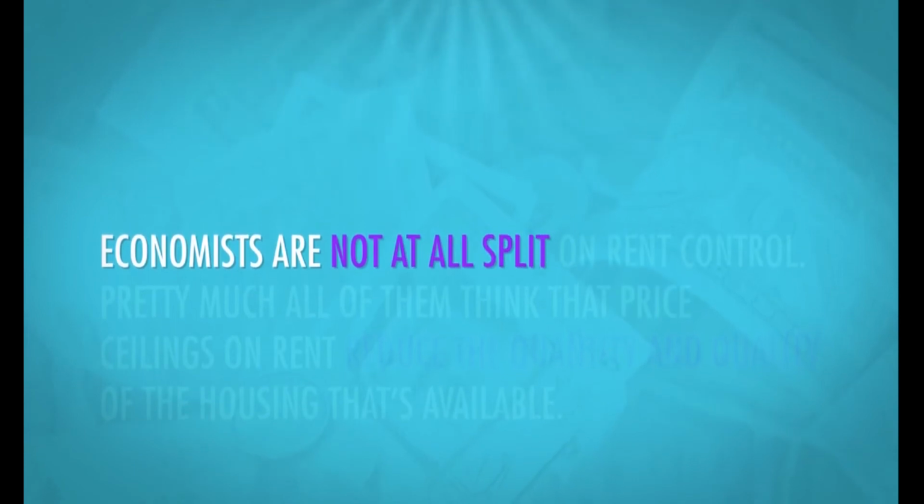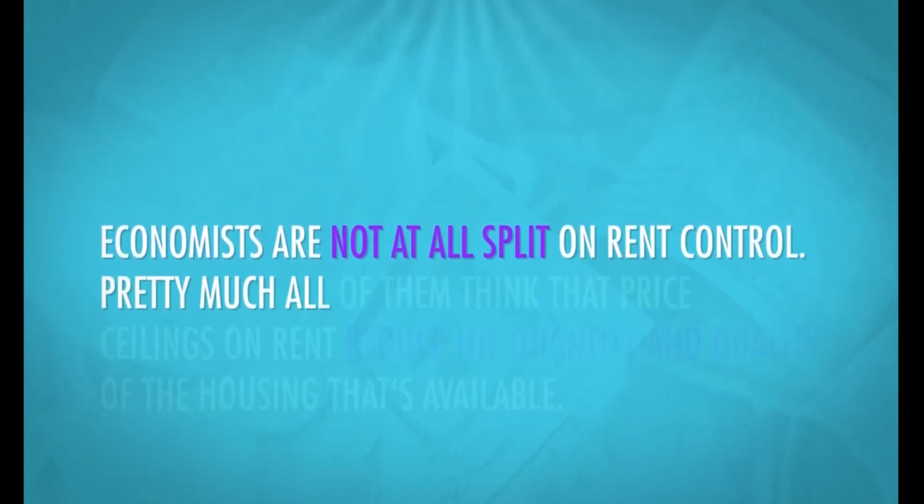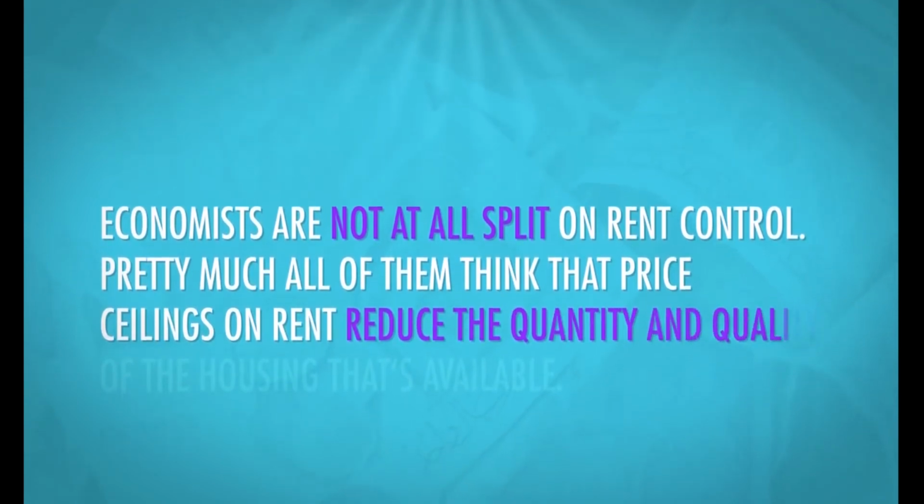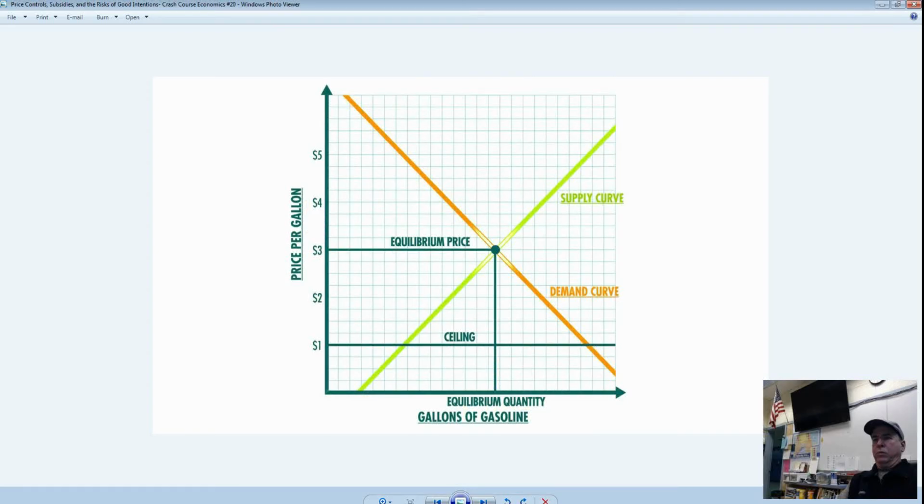Economists are not at all split on rent control. Pretty much all of them think that price ceilings on rent reduce the quantity and quality of the housing that's available. All right, there, so you have it. A discussion and a review of a price ceiling, a situation of price control that creates something that we call disequilibrium.